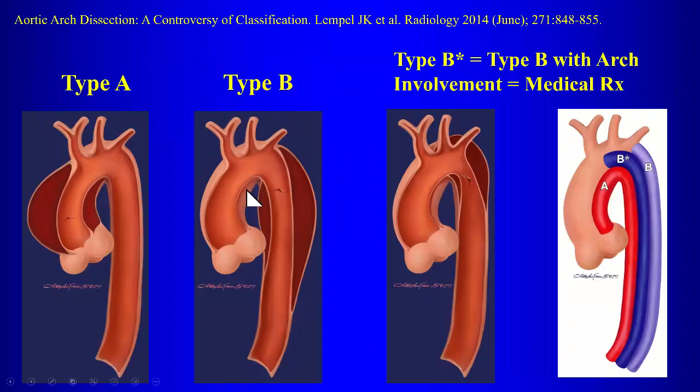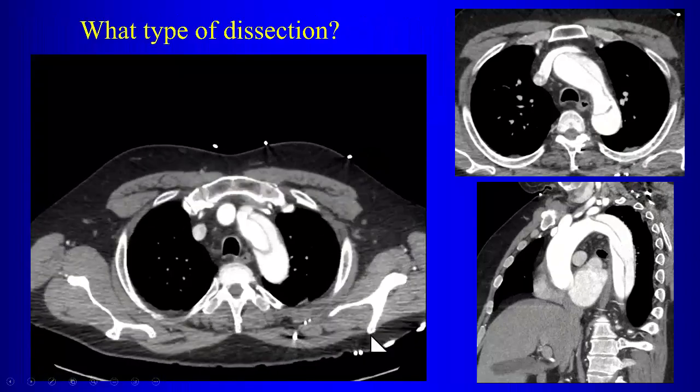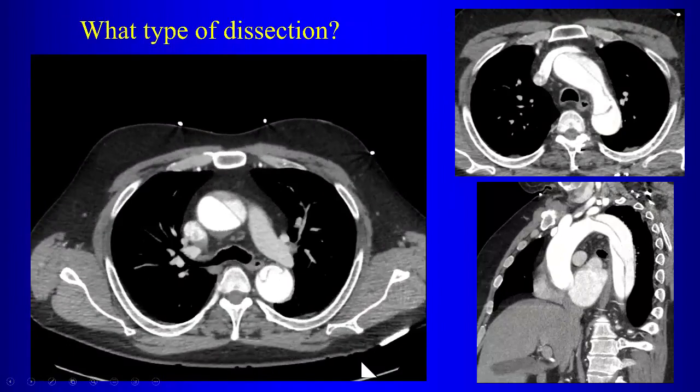So this is not always covered in the textbooks. Your classic type B usually begins distal to the left subclavian. But what happens if you have arch involvement without involvement of the ascending aorta? Well, that's a type B with arch involvement. So these also tend to be managed medically and not managed with open surgery, for these type of dissections with arch involvement.